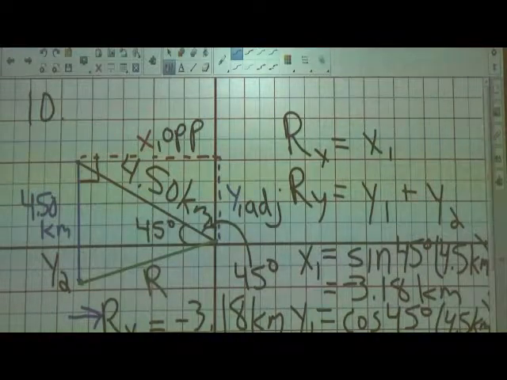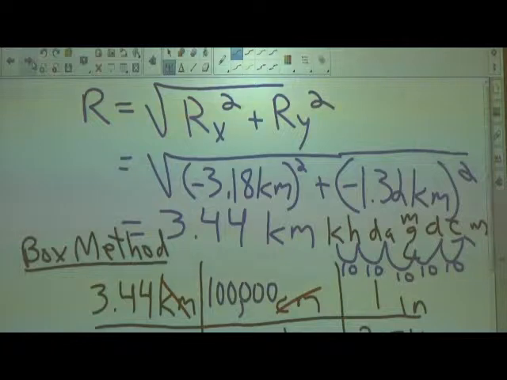So right now we have the x and the y components for a right triangle. So what are we going to use next? Think about it. I hope you said Pythagorean Theorem. So the resultant is, instead of a squared plus b squared, we're going to say rx squared plus ry squared, which is a and b squared. So we plug in the values we just found, and that comes out to be 3.44 kilometers.